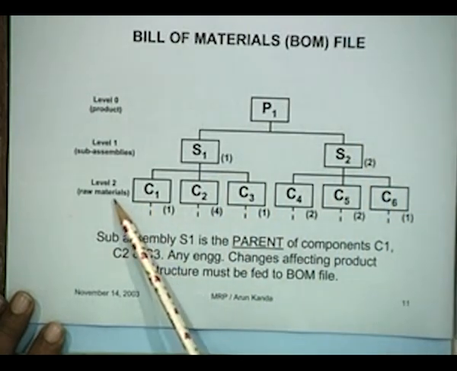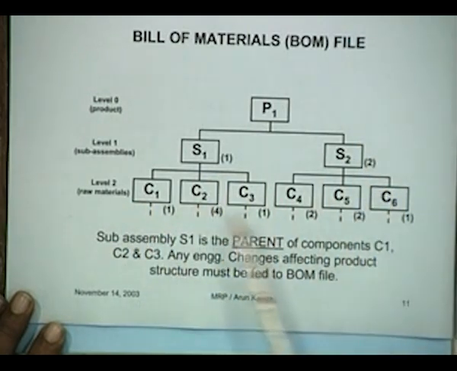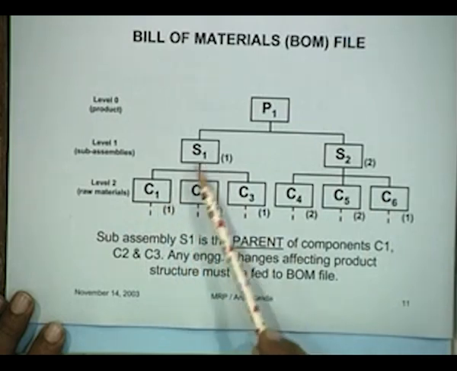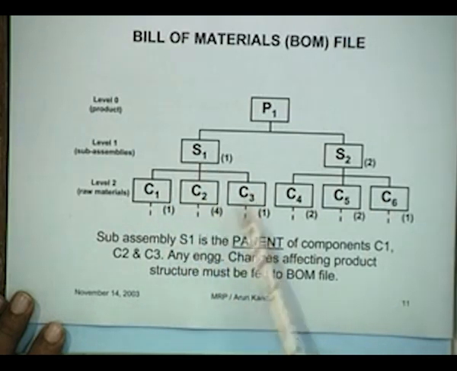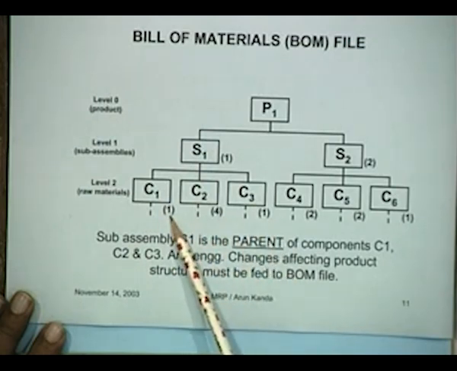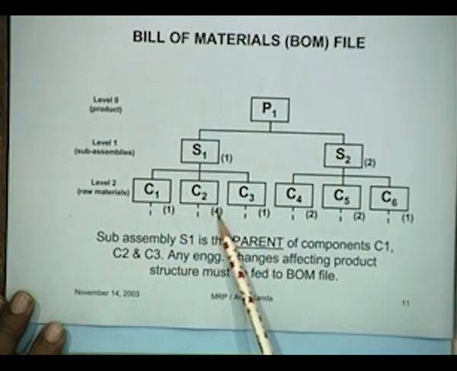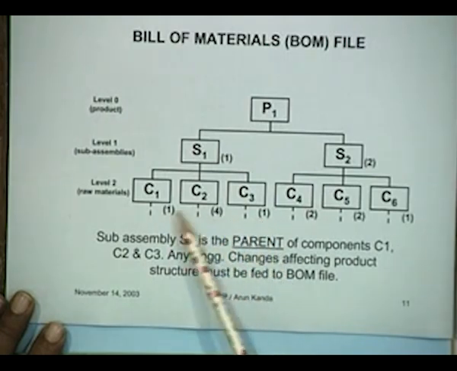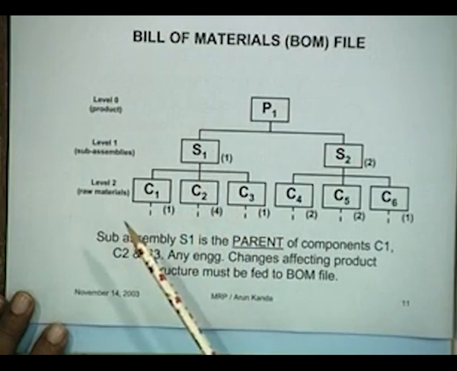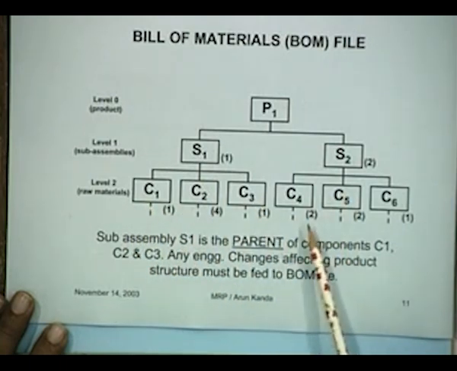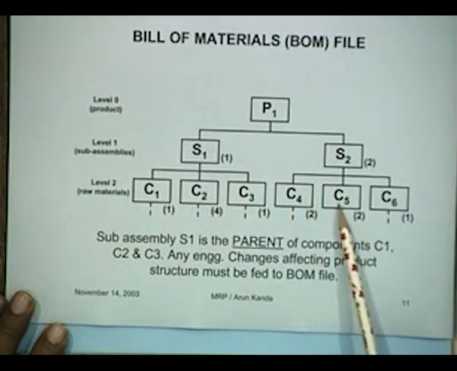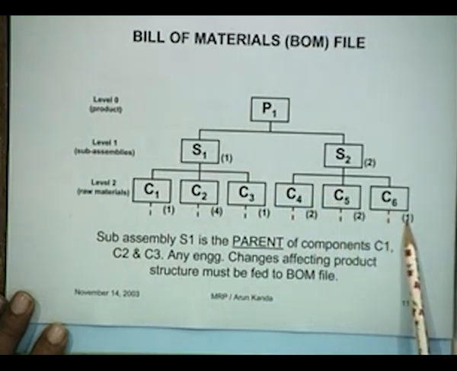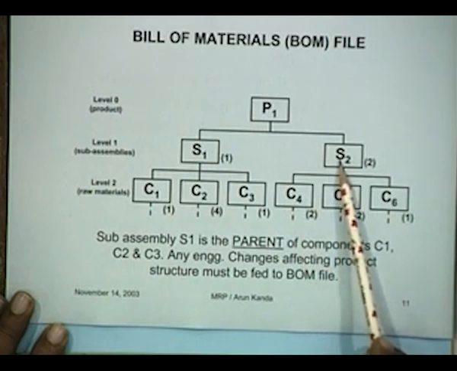Then of course, at the level of the raw materials, sub-assembly S1 is composed of C1, C2 and C3, and the numbers here show that 1 unit of component 1, 4 units of component 2 and 1 unit of component 3 are all required to make 1 unit of sub-assembly 1. See, that is the notation. Similarly here, 2 units of component 4, 2 units of component 5 and 6 units of component 1 are required to make 1 sub-assembly S2.